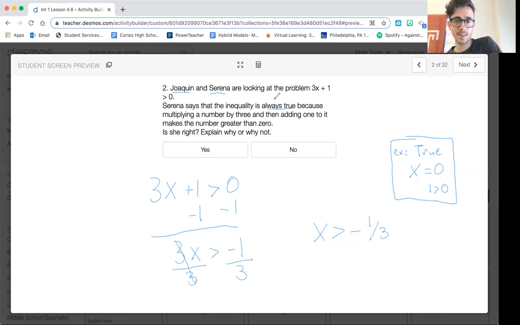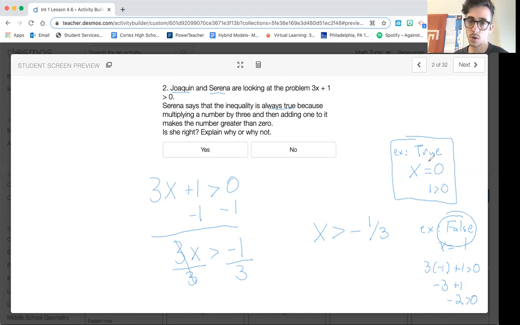That's just one example. But Serena's saying that it's always true. So let's think, can we find a number that would make this false? What do you think? We could pick any number that doesn't satisfy this, so something that's less than -1/3. So let's try x is -1. We'd multiply 3 with -1, we'd add on 1, and this is claiming it's greater than 0. 3 times -1 is -3, -3 plus 1 gets you -2, and then this is saying -2 is greater than 0, which is false.